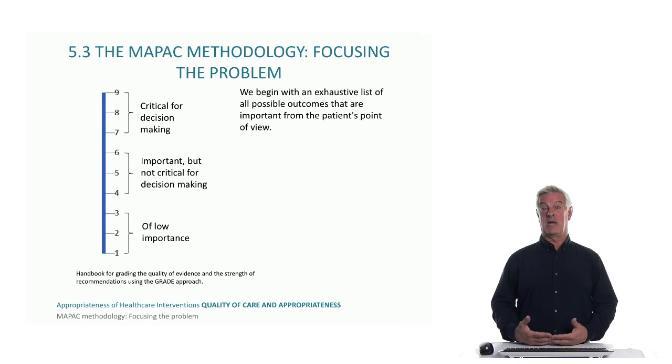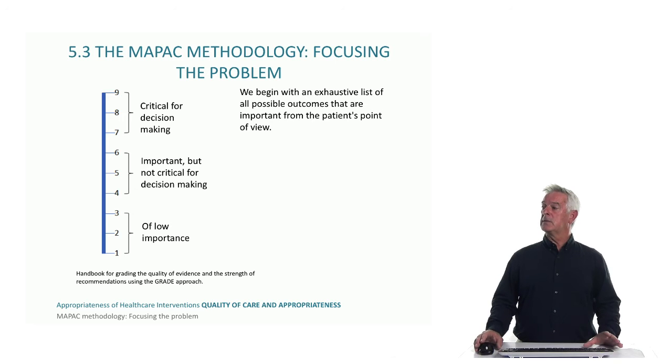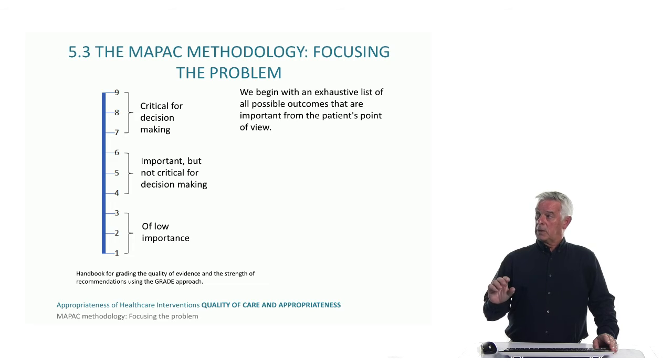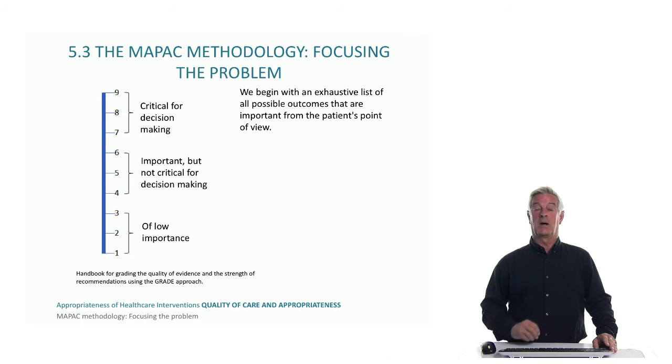If you don't have patients at hand, you can do it by yourself, knowing that you are not a patient, at least not a usual patient. And the GRADE people tell us to collapse all this thermometer into 3 groups. 1 to 3 are those outcomes of low importance, 4, 5, and 6, they are important, but not critical for decision making. And finally, 7, 8, 9. These are outcomes critical for decision making, and these are the outcomes we should take for doing our evaluation.